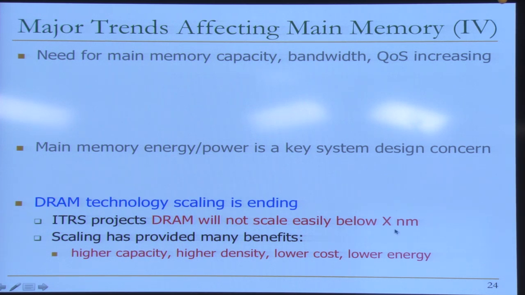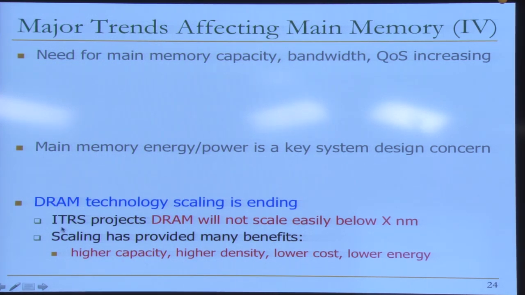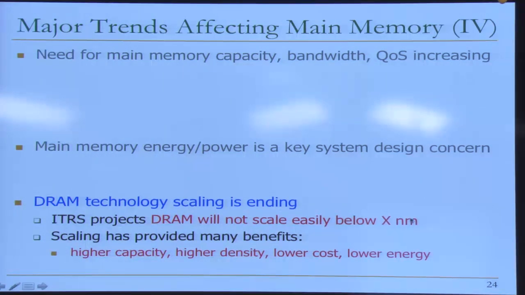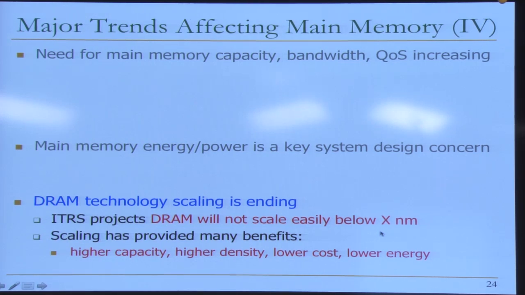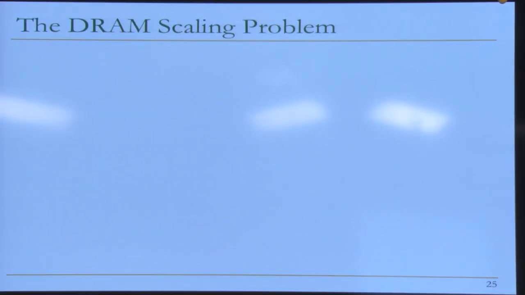The problem is, as you reduce the size of that cell to become smaller, it becomes less reliable. And ITRS, the International Technology Roadmap for Semiconductors, is a consortium that basically roadmaps what's going to happen to semiconductors into the future. They've been projecting that DRAM will not scale easily below X nanometers. And X varies depending on the year of their report. But it's clear that as you reduce X to a small value, it's becoming more costly to reduce the size of these cells. So let me tell you a little bit about the DRAM scaling problem.